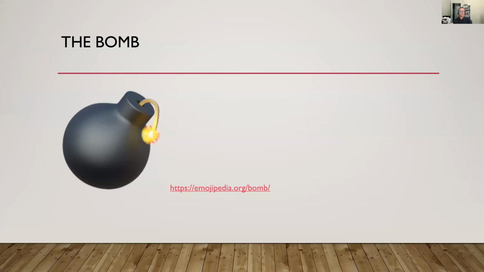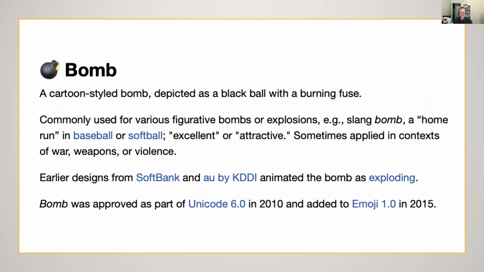So the bomb, this one makes me laugh every time I see it. It makes me think of the Roadrunner because it's kind of like that cartoon bomb. It's a cartoon-styled bomb depicted as a black ball with a burning fuse, commonly used for various figurative bombs or explosions, a slang bomb, a home run in baseball or softball, excellent or attractive. So again, all this ambiguity, it depends on the context. Sometimes applied in context of war, weapons, or violence.